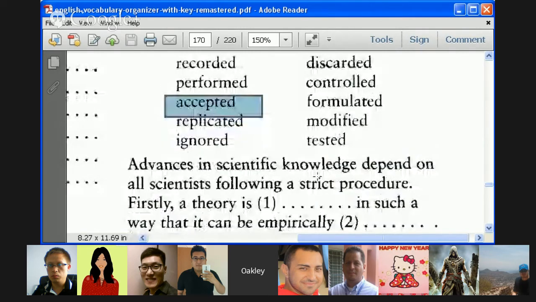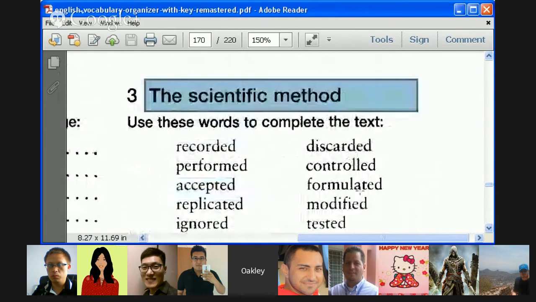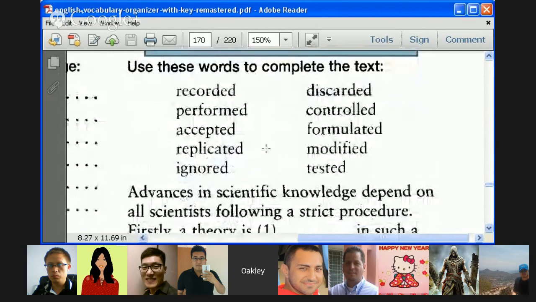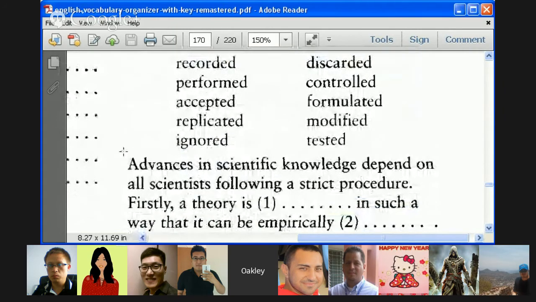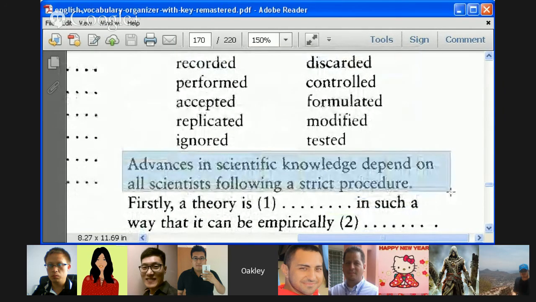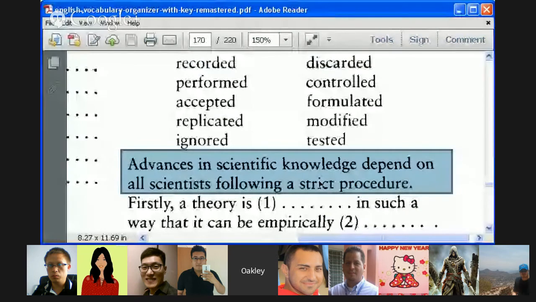So what I would like you to do is read the text, which talks about the scientific method. All right. Advances in scientific knowledge depend on all scientists following a strict procedure. Scientists are all supposed to do this.